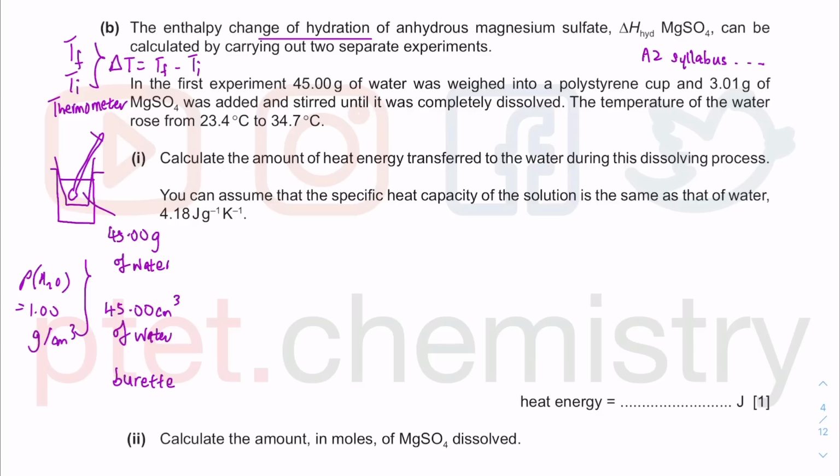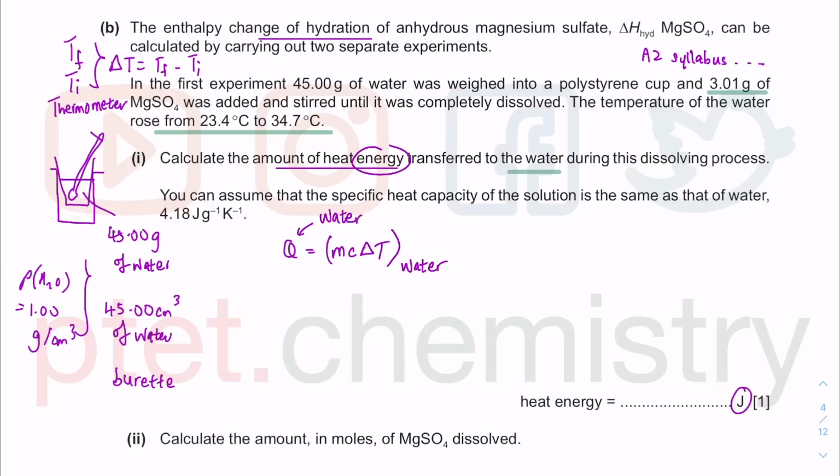What else? We weigh in 3.01 gram of the solid, and then we get a temperature rising from 23.4 to 34.7. What is the amount of heat energy? So they want energy, and they want it in joule. So this is Q, which is heat energy, equal to mc delta T. Remember, the Q belongs to the water, because it's the heat energy transferred to the water, which means everything, mc delta T here, belongs to the water.